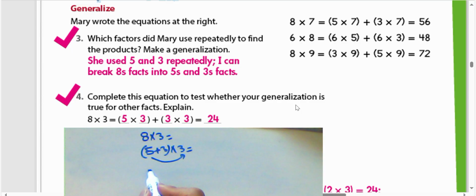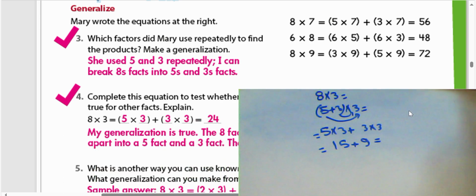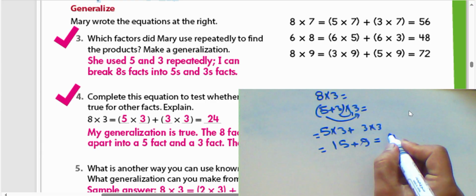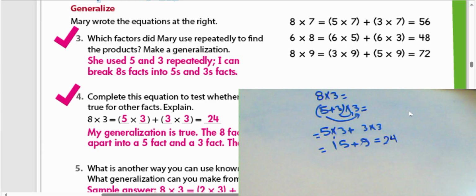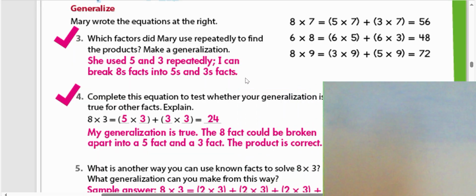Okay, write 5 times 3 plus 3 times 3. 5 times 3 equal 15. 3 times 3 equal 9. 15 plus 9 equal 24, because 9 plus 5 equal 14. 4 and carry 1. 1 plus 1, 2. And the result will be 24. Okay, the product is correct because 3 times 8 equal 24.